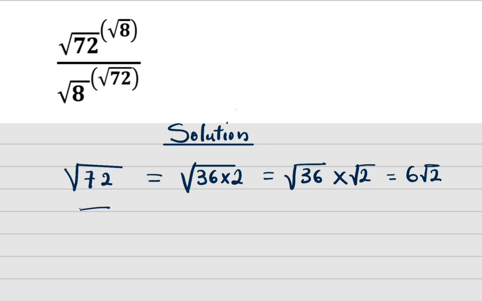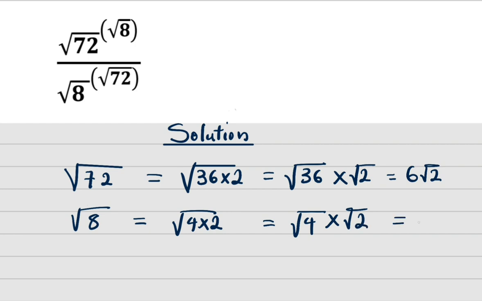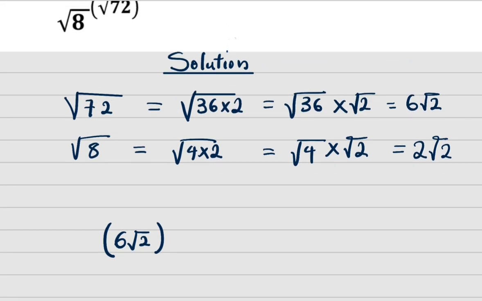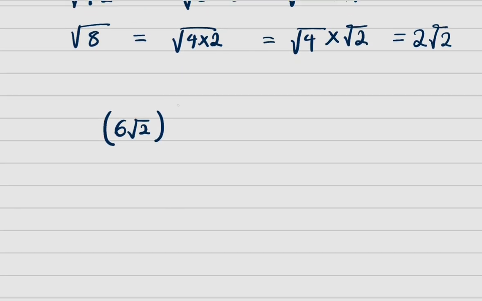The same thing if I have root of 8, it can be written as root of 4 times 2, which is the same thing as root of 4 times root of 2, which will be 2 root 2. Now, because of this simplification, it has made the work very easy for me, so that I can rewrite it: instead of having root of 72, I'm going to have 6 root 2, raised to the power, instead of root of 8, 2 root 2.